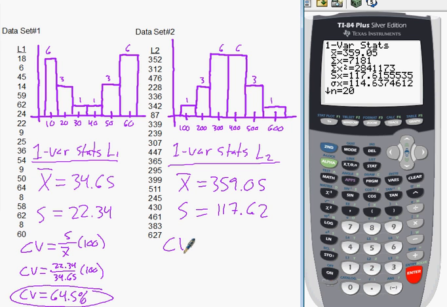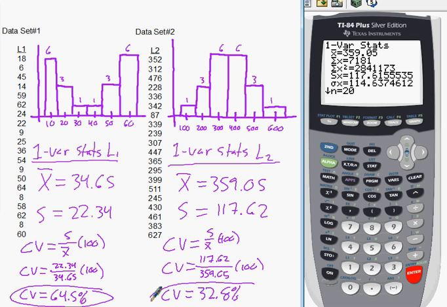And if we look at this one, we're going to do 117.62 over 359.05. And as a coefficient of variation, this is 32.8%.